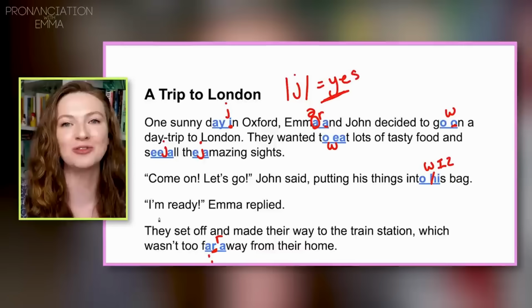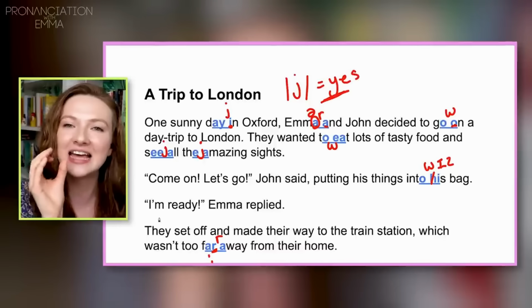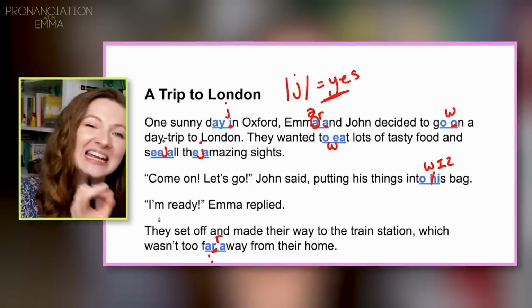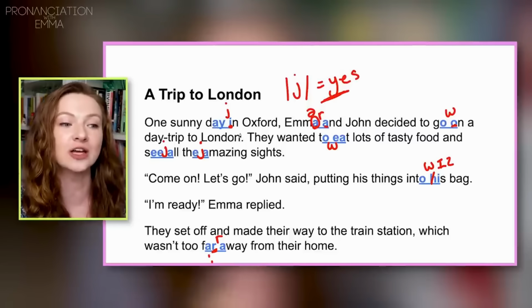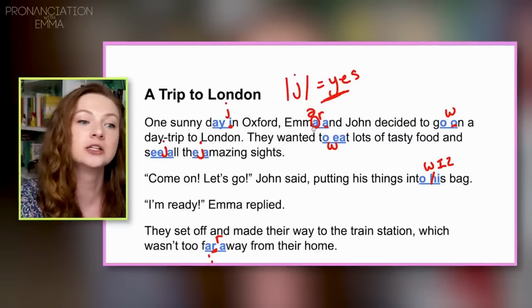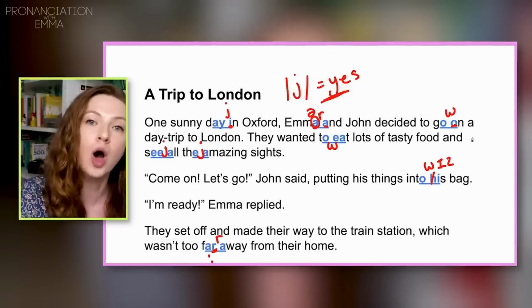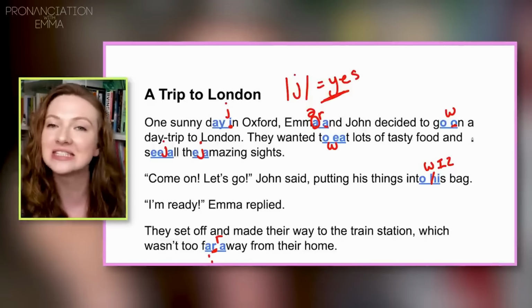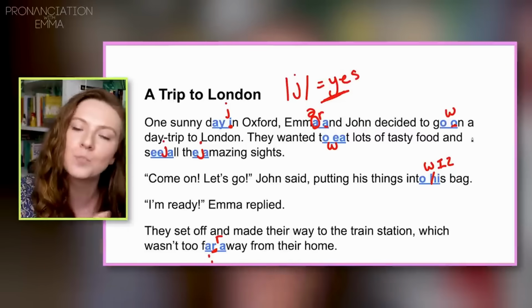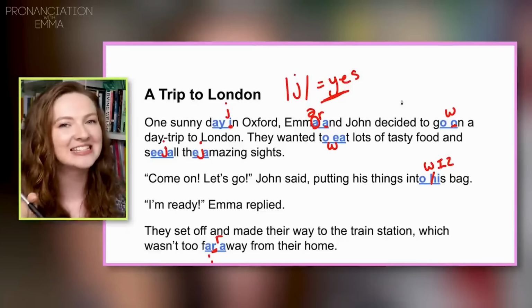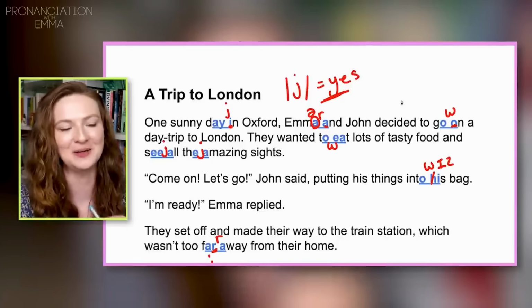So as I mentioned before, a little trick is to add that linking sound to the beginning of the next word. So, day in Oxford, Emma and John, go one. We're adding those linking sounds to the start of the next word, and this makes it sound much more natural. So let's now read through one more time.